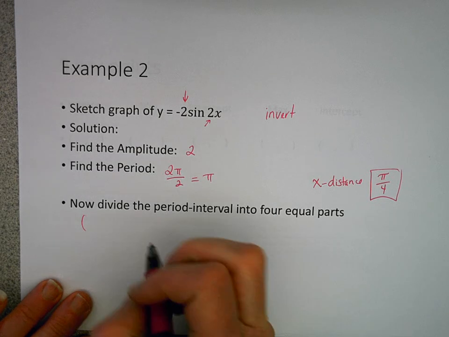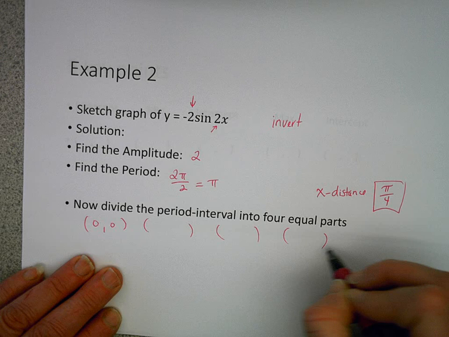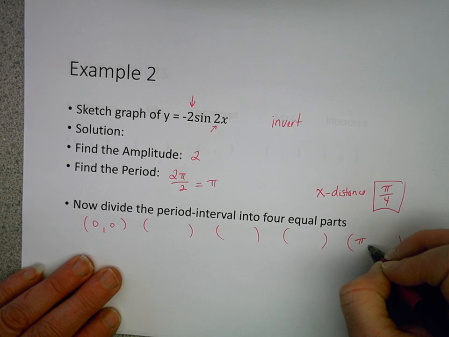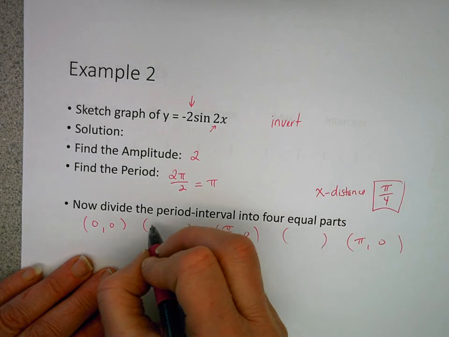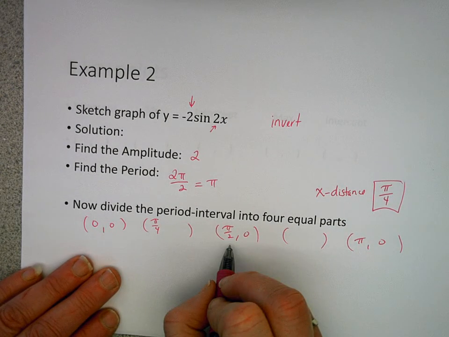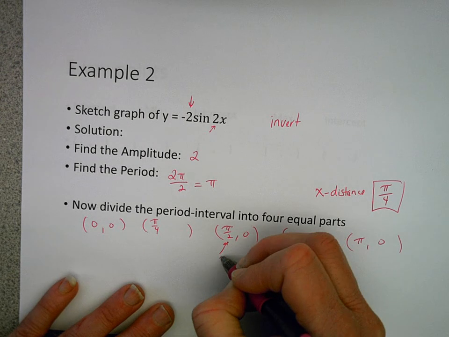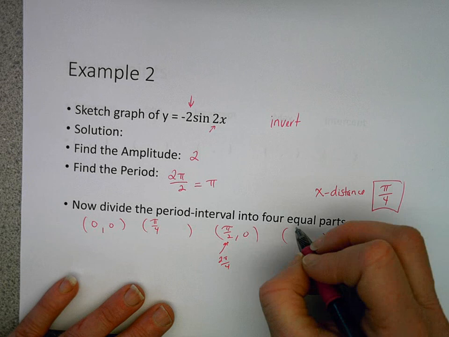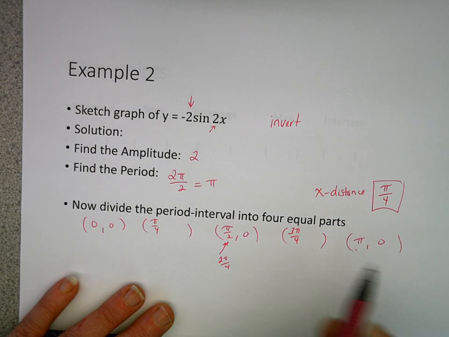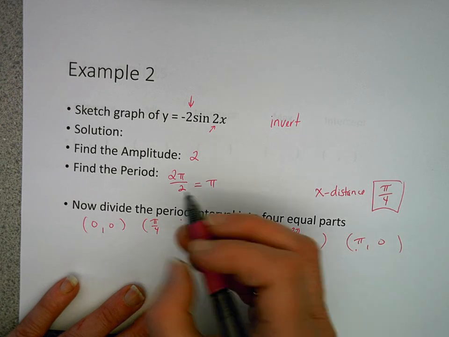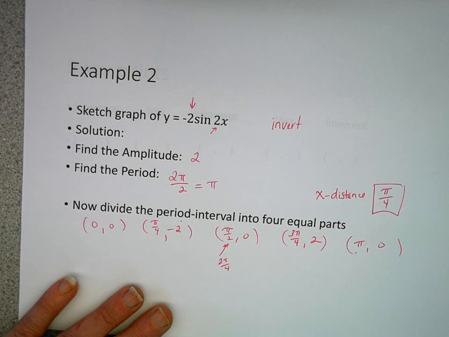Okay? So start at 0, 0. My last point is going to be at pi, 0, and our middle one is going to be at pi over 2, 0. Counting by pi over 4, 2 pi over 4 would be right here. 2 pi over 4 is the same as pi over 2, and this would be 3 pi over 4, and this would be 4 over 4, which is pi. Now, this is your a value. So this is negative 2 because it goes down first, and this is the opposite. This is 2. So it's flipped over.